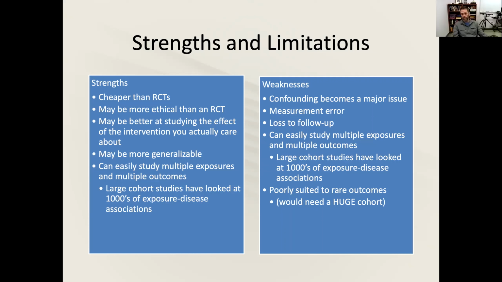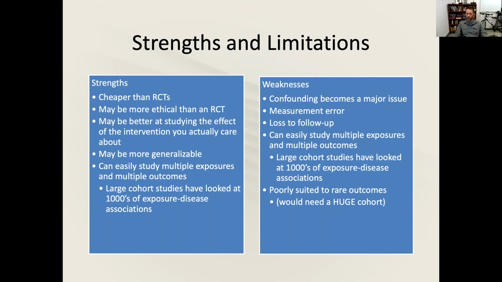Weaknesses of cohort studies: confounding becomes a major issue. You really start worrying about confounding. You have to think very carefully and thoughtfully about all the different factors that affect your exposure and affect the outcome, and make sure that you're measuring them really well so that you can adjust for them analytically.